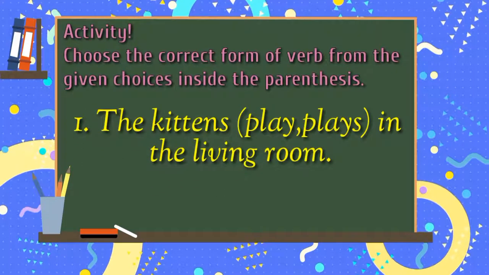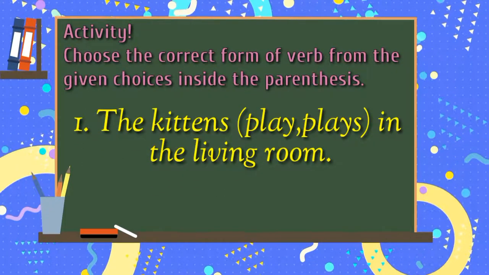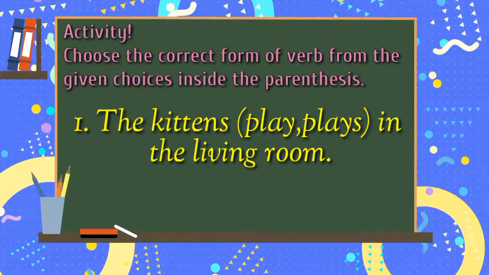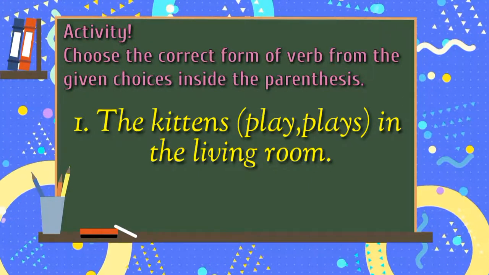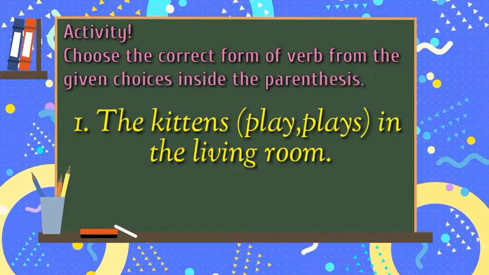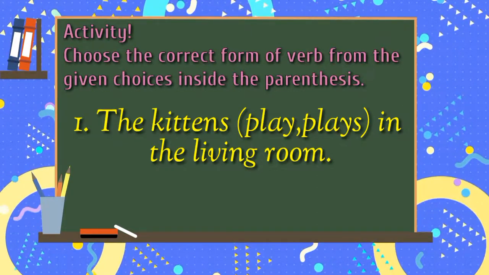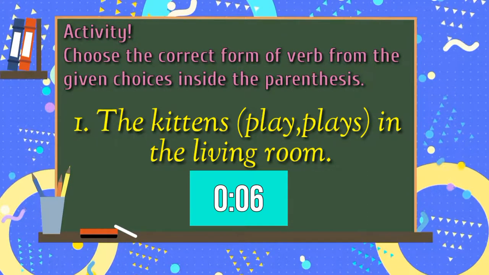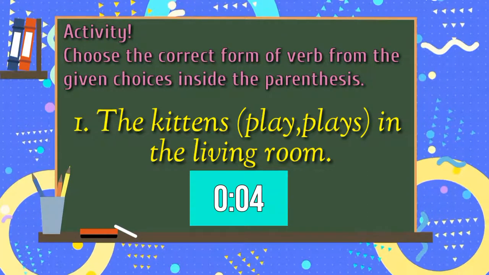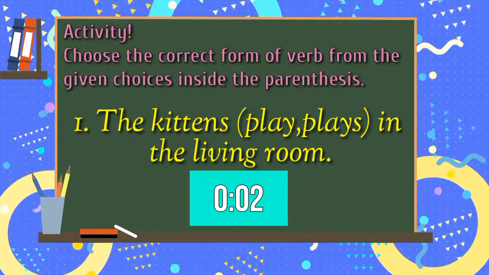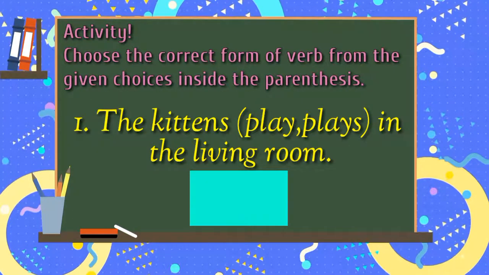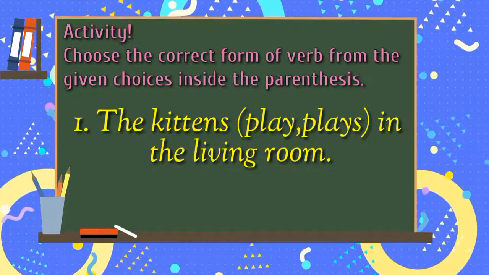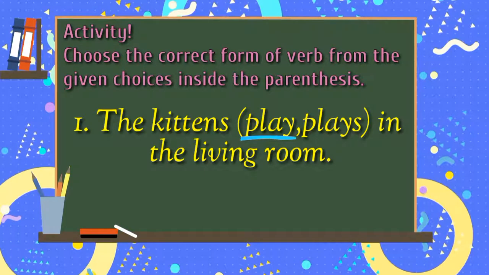Let us have an activity. Choose the correct form of verb from the given choices inside the parentheses. The kittens plays in the living room. I'll give you 10 seconds to answer. Time's up! What do you think is the correct answer? Good job! The correct answer is play.